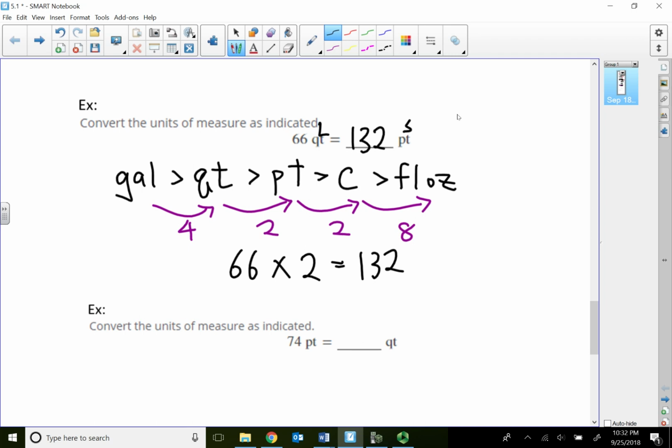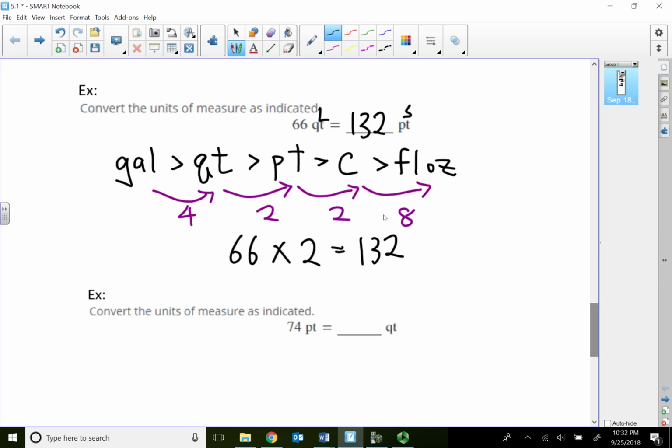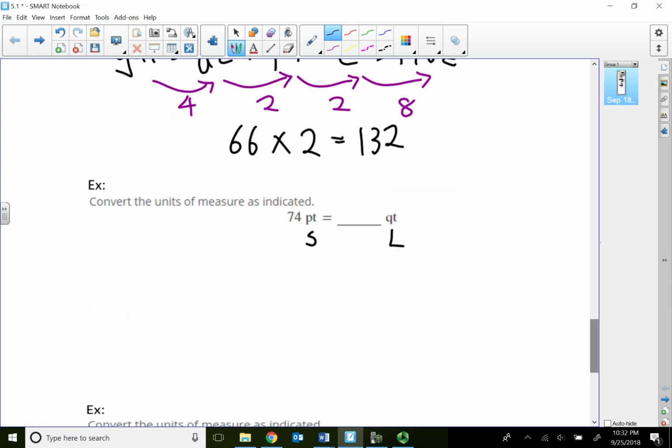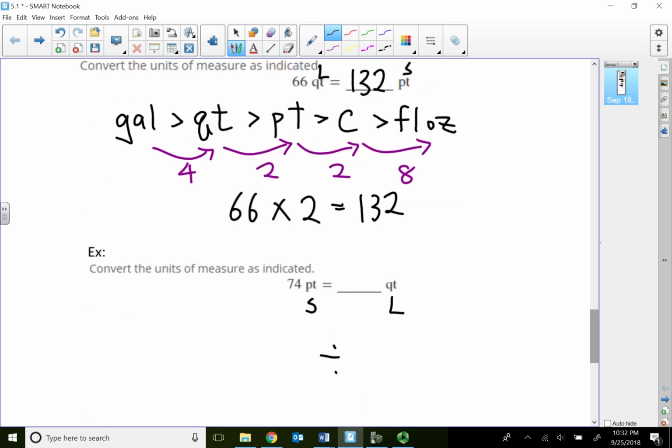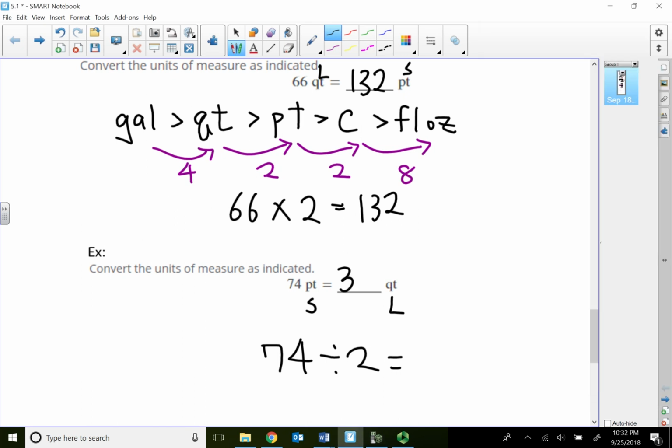Those are pints. All right, this is pint back to quart. So pint is small, quart is large. So to convert from small to large, we will divide. And the conversion between pint and quart is 2, so I divide by 2. So take my 74 pints divided by 2, and I get 37 quarts.